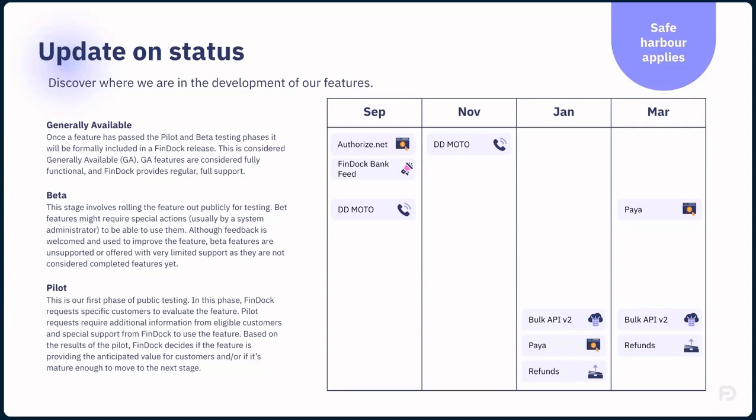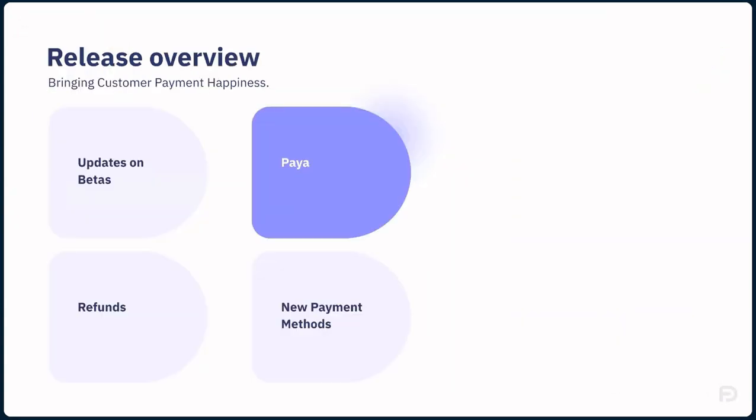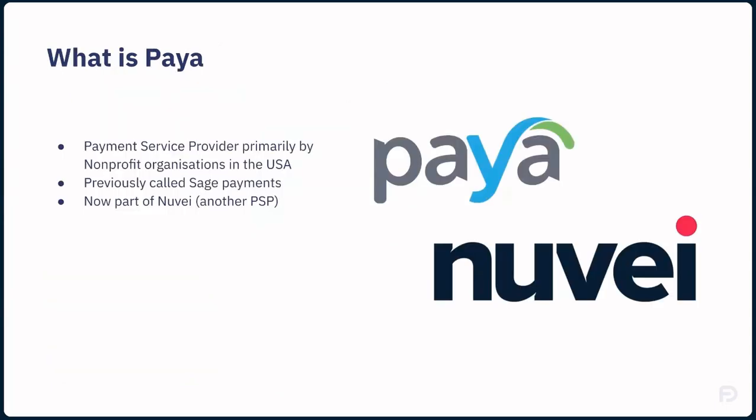First, the betas that we have. As you can see, we have a bunch of running betas, 3 of which are new: a new integration with the bulk API v2 of Salesforce, the new Paya processor, and refunds from Salesforce. And in the next release, we hope to move at least the Paya pilot to beta, depending on your feedback.